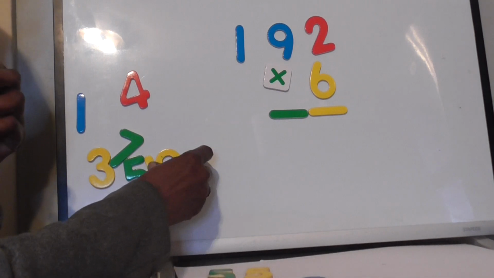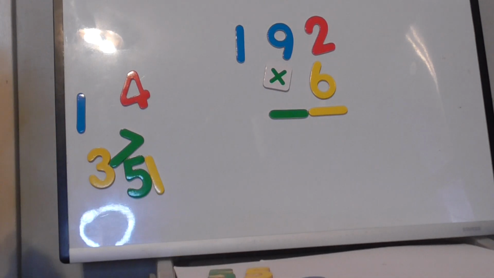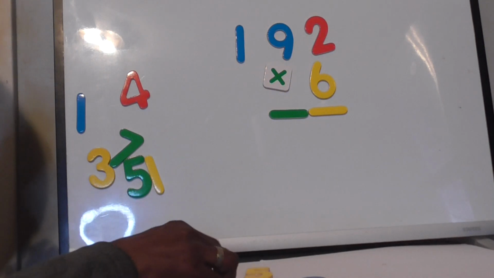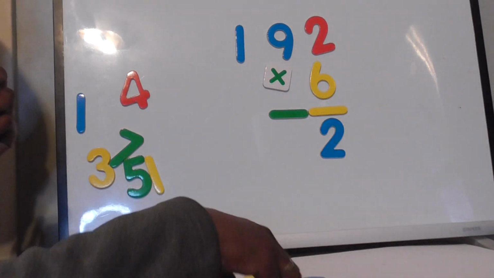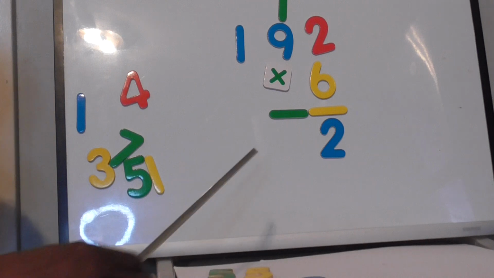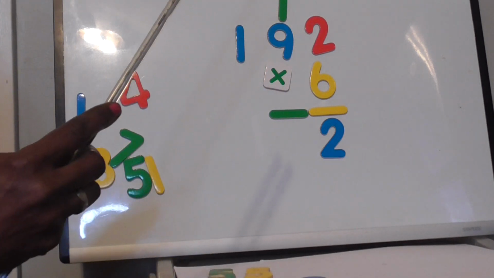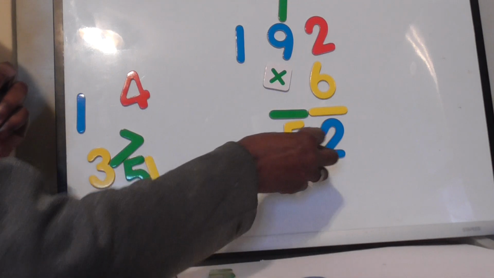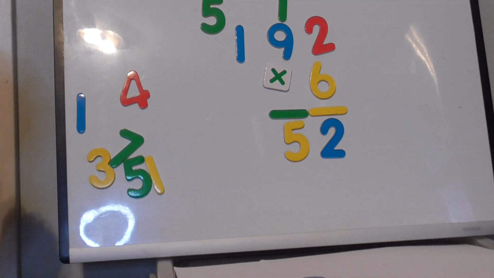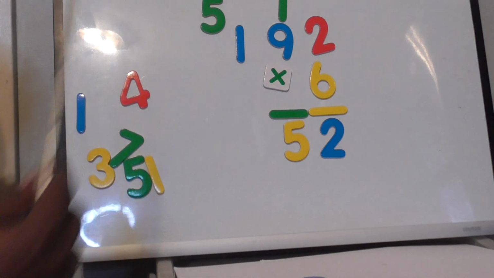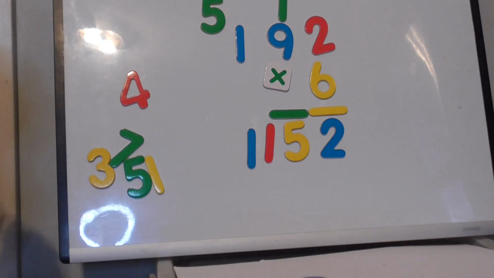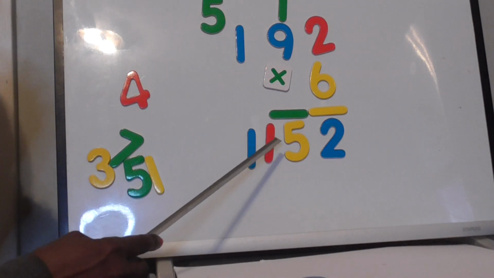Well, we have a little more work to do, but it's not really that difficult. 6 times 2 is 12. You put the 2 here, and you carry that 1. 6 times 9 is 54, but we have to add this 1. Put the 5 here, and we'll carry the 5. 6 times 1 is 6, but we have to add that 5. That makes 11. So 192 times 6 is 1,152.